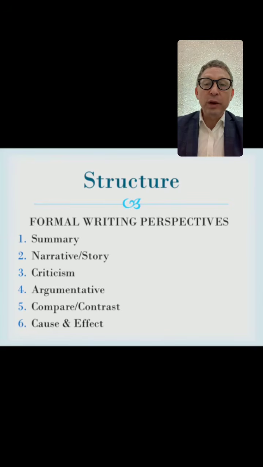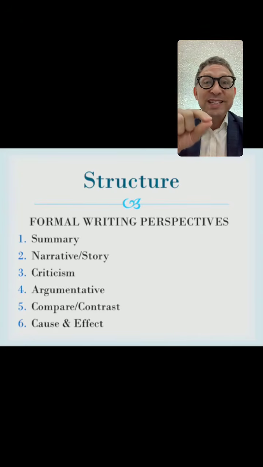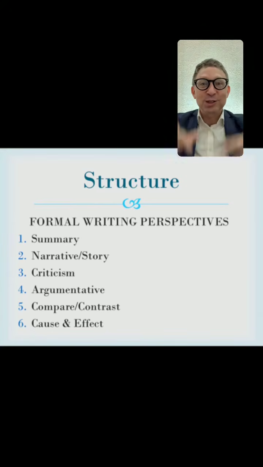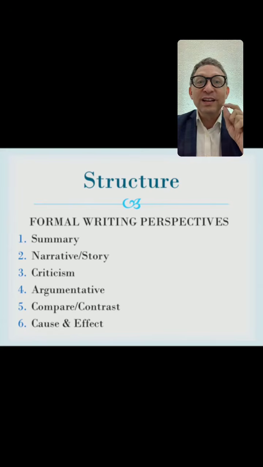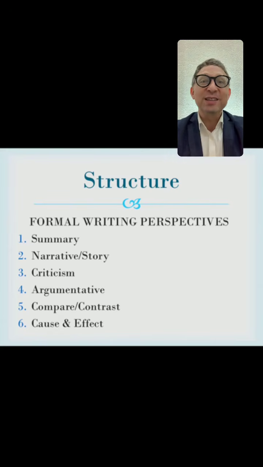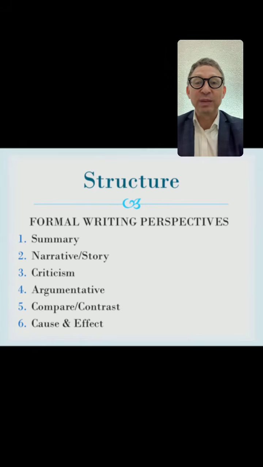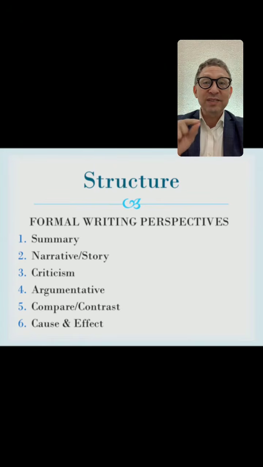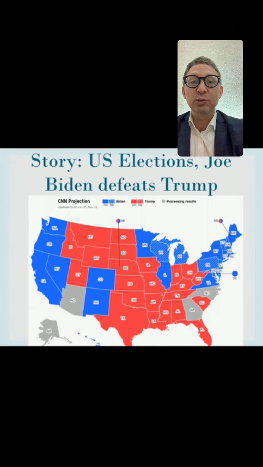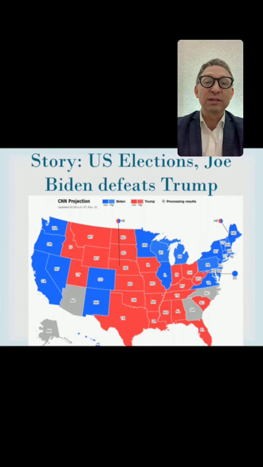Now, the structure is going to be interesting. I'm going to look at all 6 of these through the prism. A prism is this little glass triangle. Through the prism of one event, a recent event in the United States: the election. I'm going to look at all 6 of these styles based on this one event, the US election that happened last week between Joe Biden and Donald Trump.